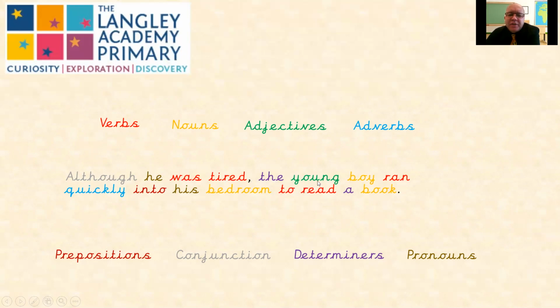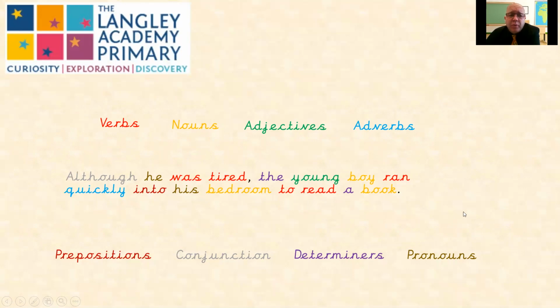Young is an adjective describing the boy. Quickly is an adverb describing the action. How he did something. Into is a preposition describing his position. And I think that's all of them. Okay, so just a reminder of those 8 terms. Most of those, it really should be just a refresher.